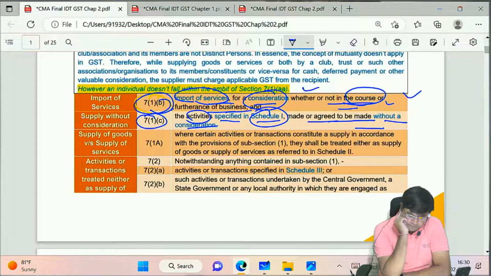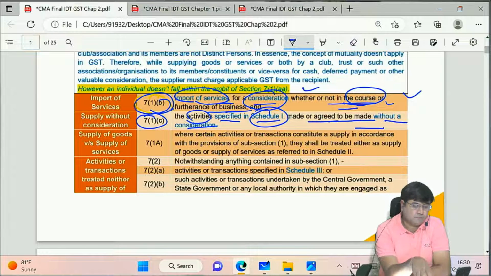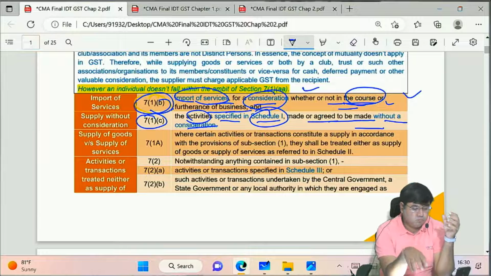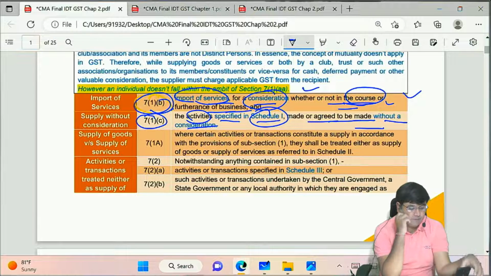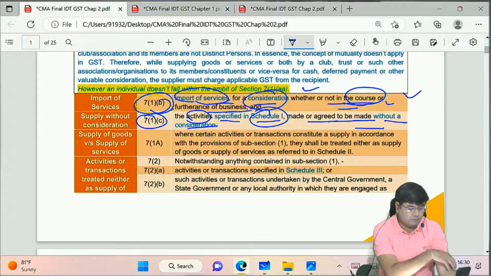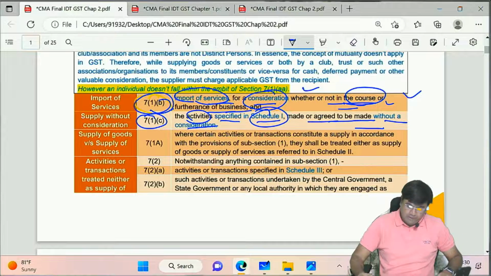Any other doubt? Okay, so looks like no other doubt.